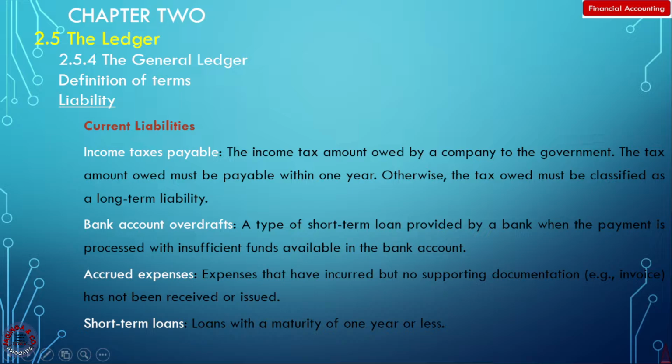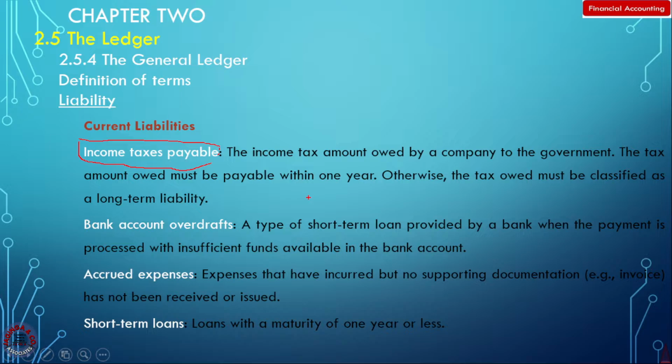Then we also have income tax payable. When we talk about income tax payable, we are saying that it is the income tax amount owed by a company to the government. The tax amount owed must be payable within 1 year. Otherwise, the tax owed must be classified as a long-term liability.